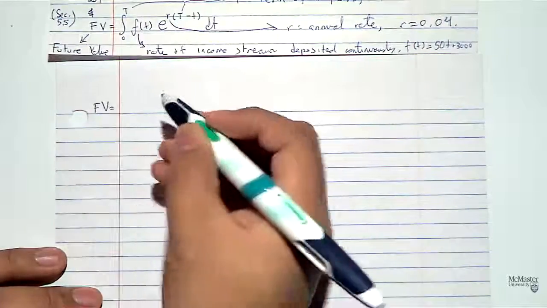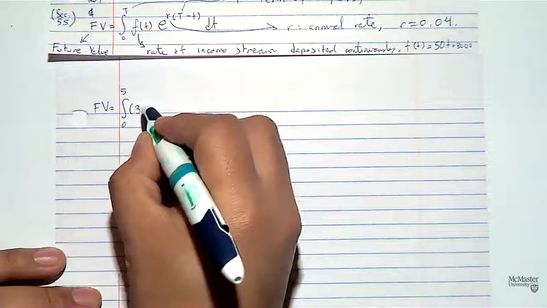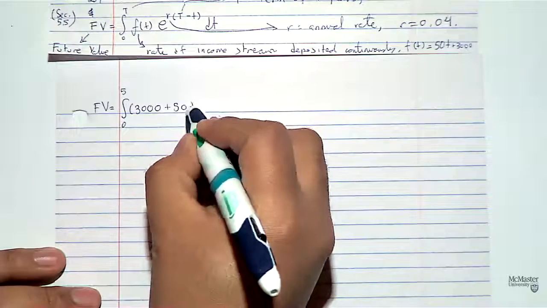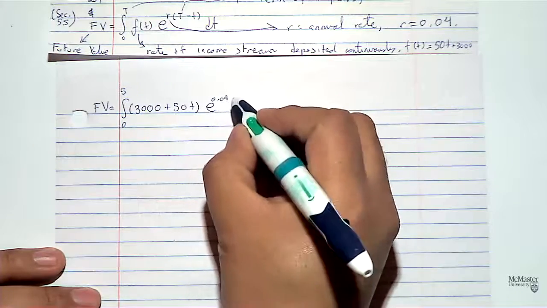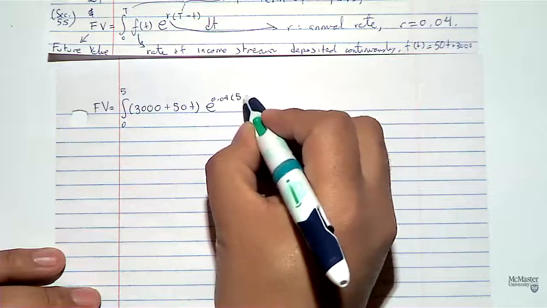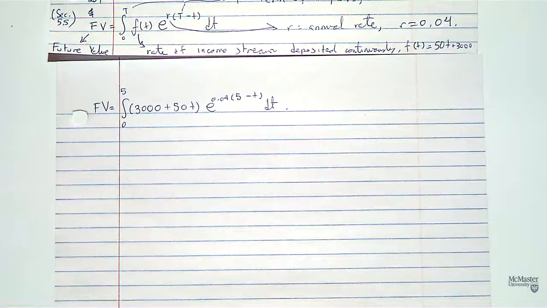So if we plug in all the values that we have, t is 5, then you have the function, which is 3000 plus 50t, then you have e to the 0.04 because of the rate, and then you have t, which is 5 minus t, and then dt. At this point, the question stops being applied and is completely mathematical, and it's simply a definite exercise of integration by parts. Clearly, you have a linear function and you have an exponential, and we have seen this kind of argument before, right?